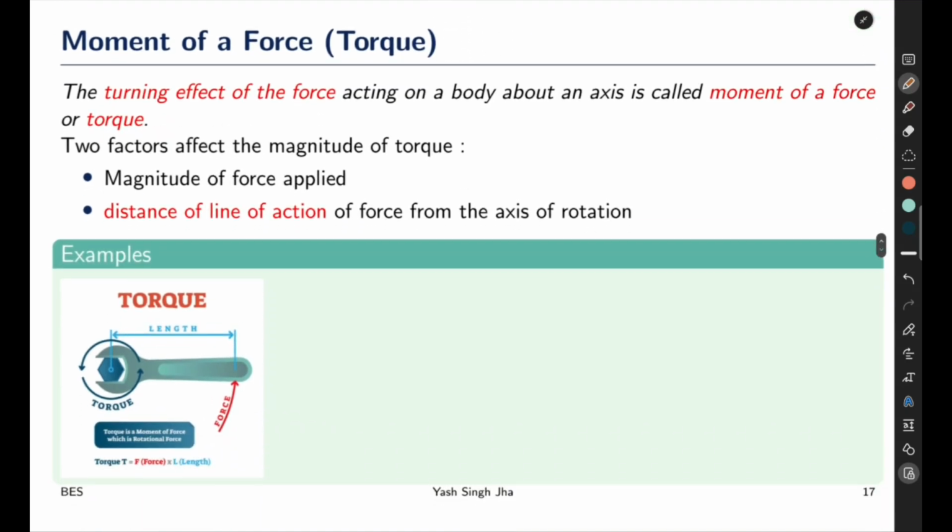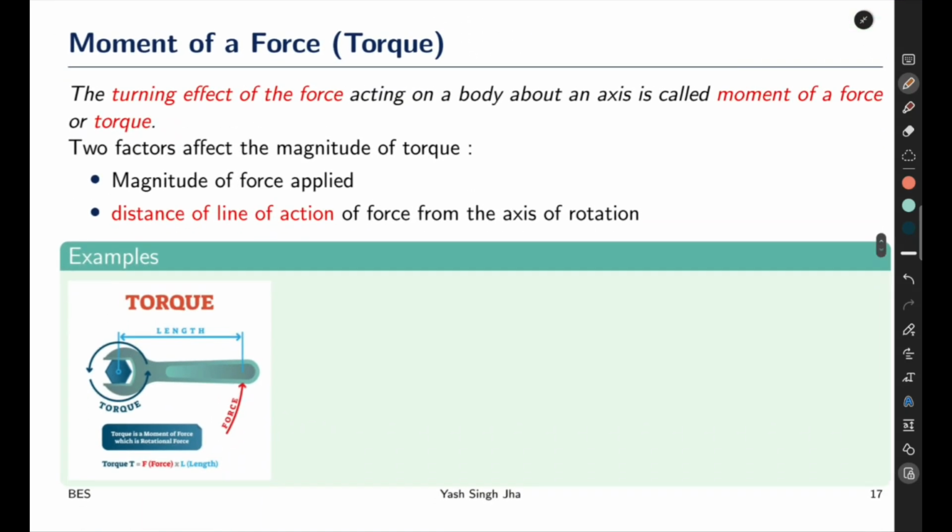Yes, so there must be some way of quantifying the turning effect of a force. That quantity is called torque. What is torque? Torque is the quantification of the turning effect of force. How much turning effect is produced by this force when applied at such a point.